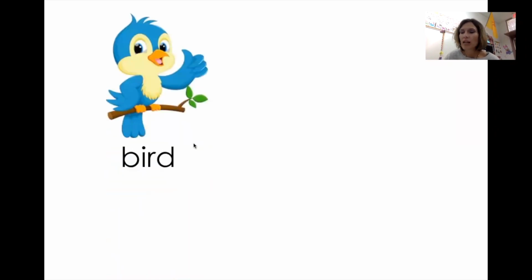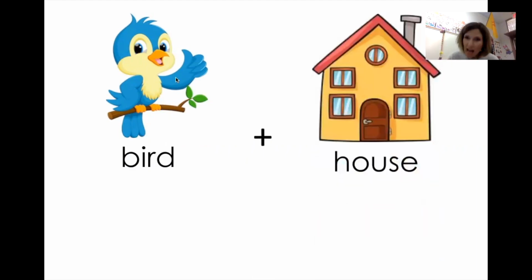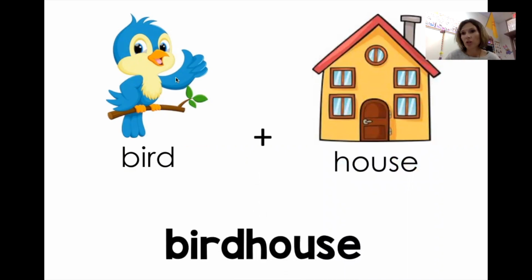So I was working on compound words with my students, and so this one I made where I said, okay, we're going to do bird and then house. We put it together. What does that say? Birdhouse. So I'll show you how to do that.